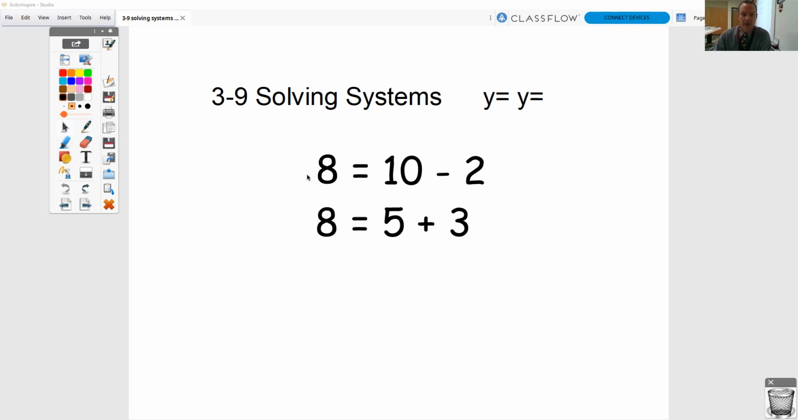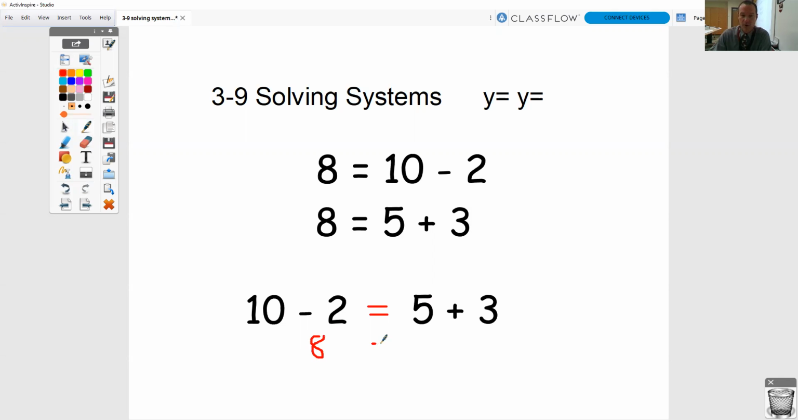When we have two equations, notice that both of these equal 8, but it's represented two different ways. Since they're both equal to 8, that means these two things, 10 minus 2 and 5 plus 3, are also equal to each other, because they both equal 8. So I can really take and set one thing, 10 minus 2, equal to the other thing, 5 plus 3, because both of them equal 8.